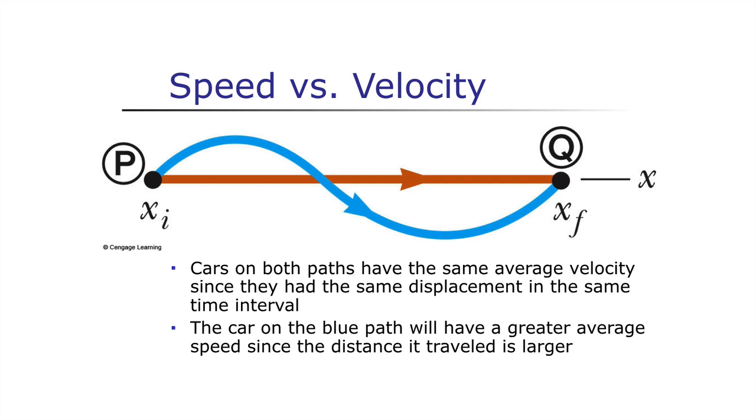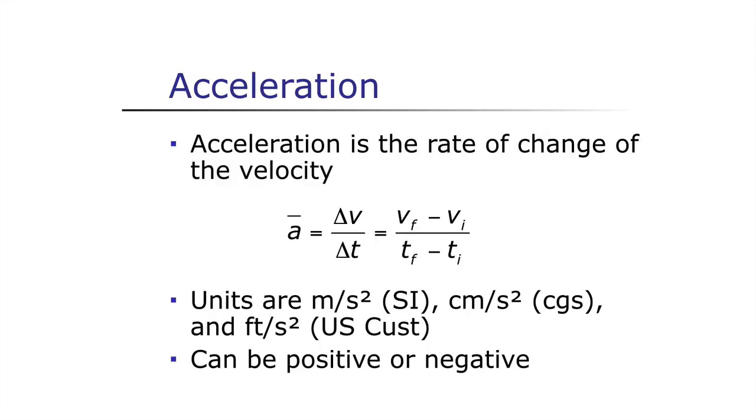What we learn from here is that the total displacement for the blue car and the total displacement for the red car are the same. That means their velocity will be the same. Whereas the total distance traveled by the blue car is longer than the total distance traveled by the red car. As a result, the blue car has a larger speed compared with the red car.